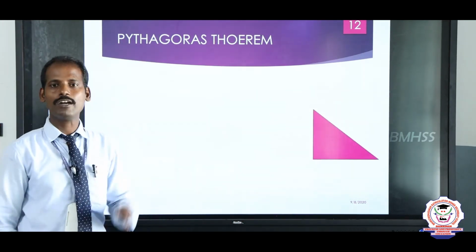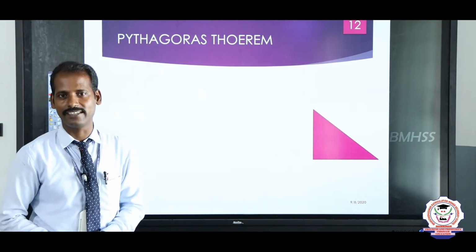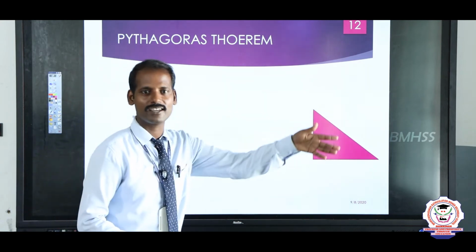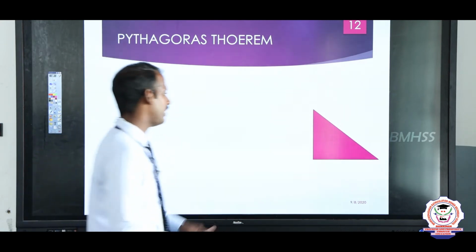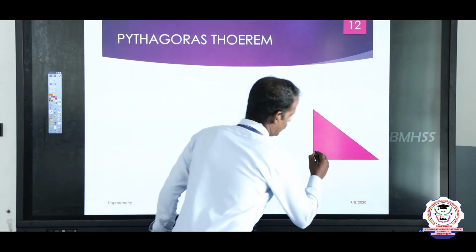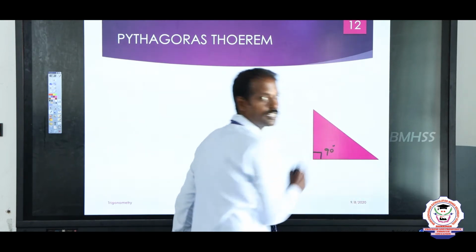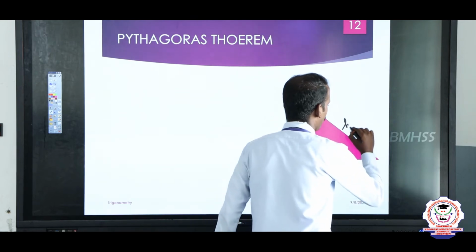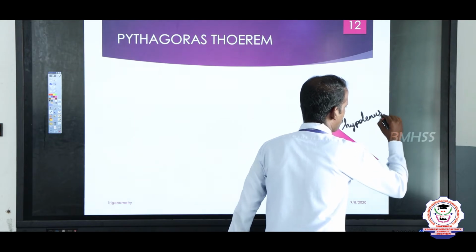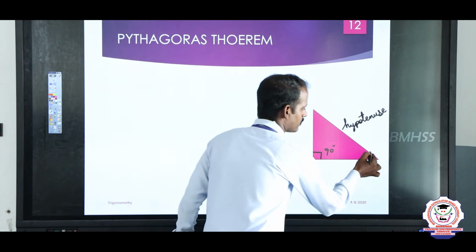Now, the Pythagoras theorem. What is the Pythagoras theorem? In a right angle triangle, the square of the hypotenuse is equal to the sum of the squares of the other two sides. The first one, I will mark 90 degrees. The side opposite the 90 degree angle is called the hypotenuse. The next one, the remaining two sides.